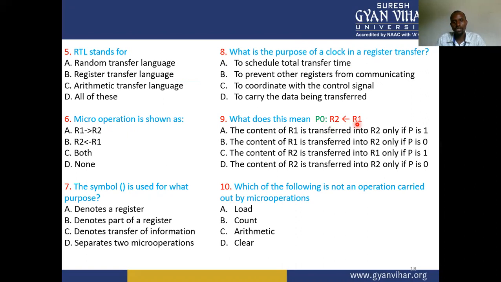We also discussed the symbols and notation. We use letters and numerals to represent registers. We use parentheses to represent part of a register. And lastly, we use a comma to separate micro operations. That is what we've been able to cover in this class.